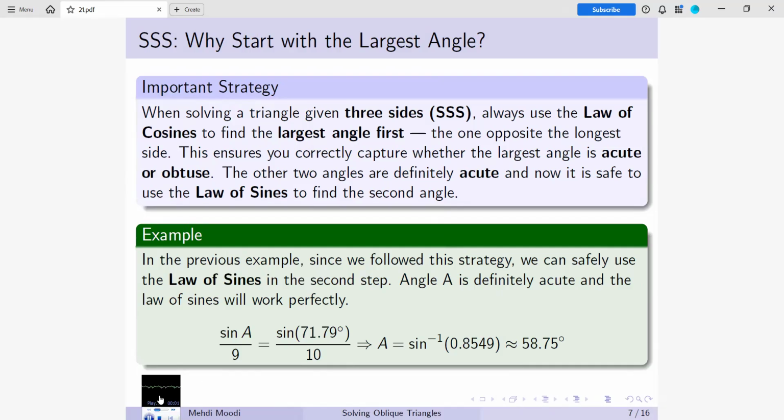Note that if you prefer not to use the law of sines in the SSS case, then the order in which you find the angles doesn't really matter. Because, like I said earlier, cosine doesn't get confused. It knows the difference between acute and obtuse. Cosine is like a reliable accountant who always balances the accounts perfectly.